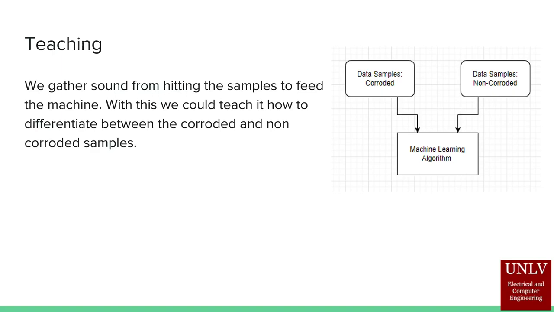The process of teaching the machine was really simple. Once we got the code working, it was gathering the samples, processing them, and teaching the machine which sample is what. At the left we have all the samples in the corroded section, and at the right we have the non-corroded section. Putting those together, the machine slowly learned how to differentiate between those, and when a new sample is presented, it was able to separate it into the corresponding group.